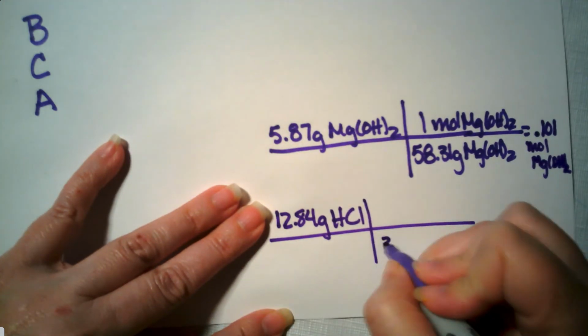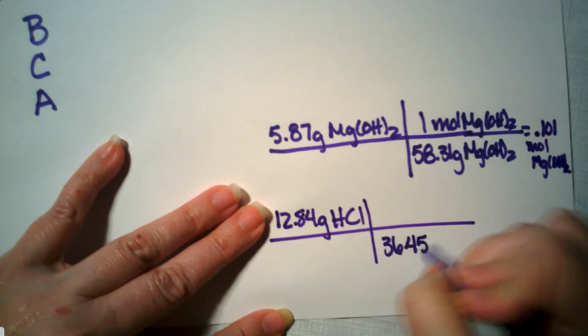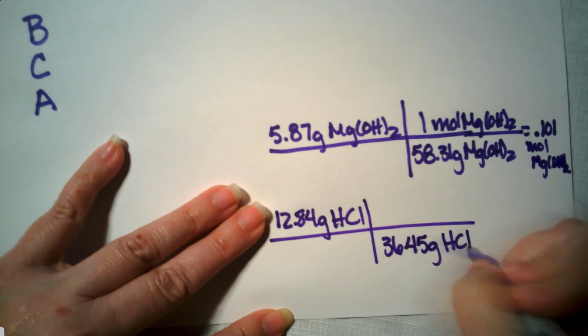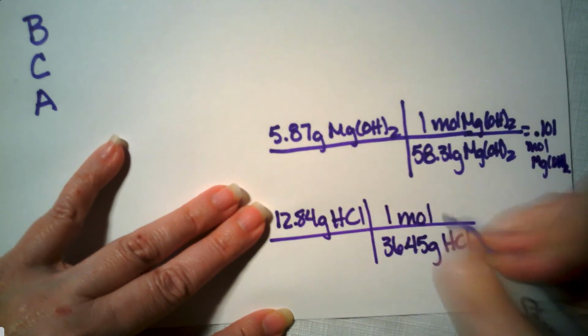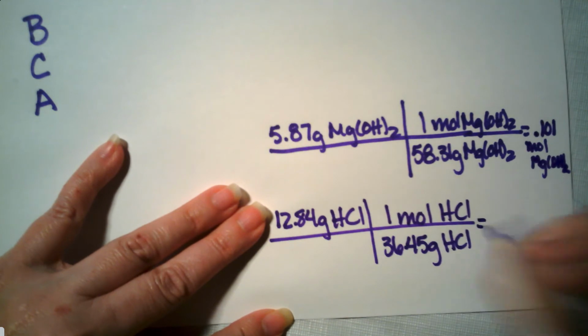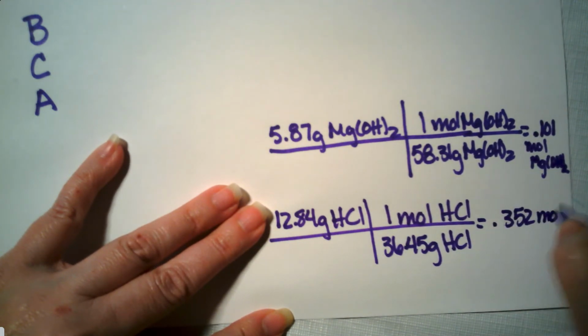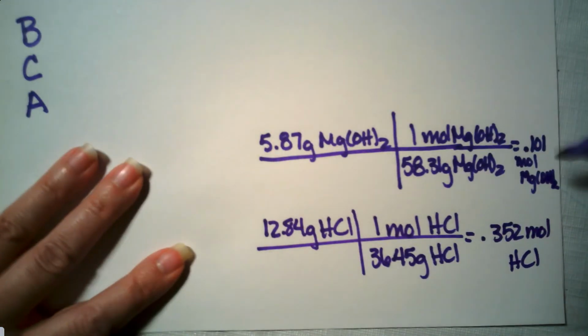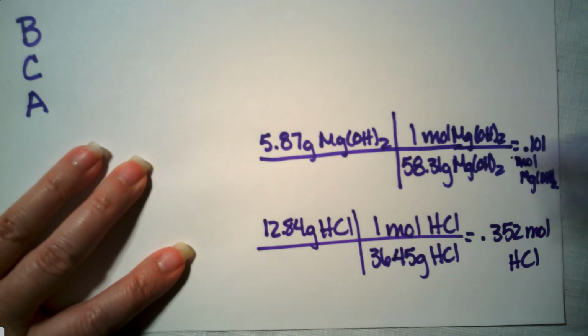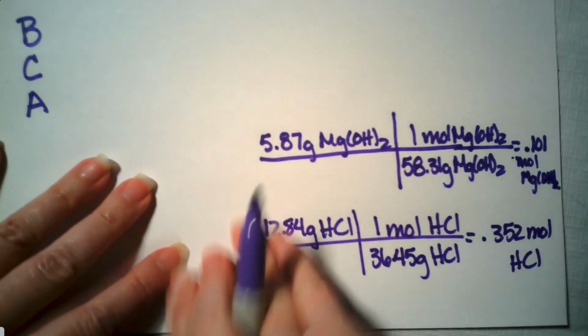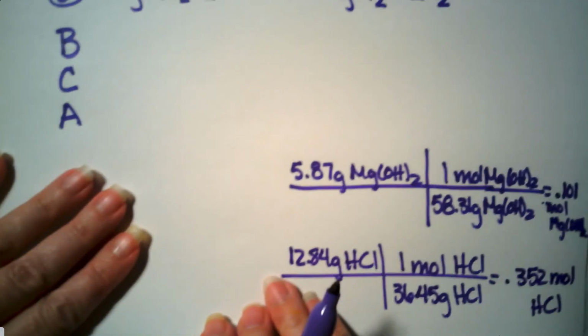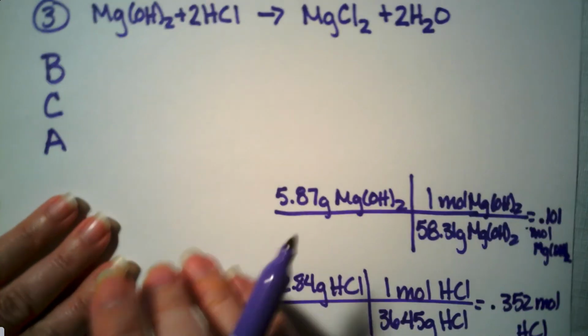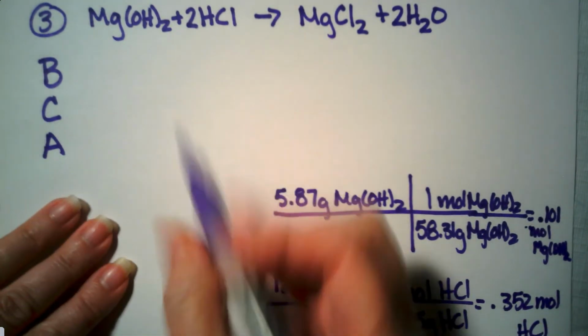All right, and then for our hydrochloric acid, we start with 12.84 grams of HCl. That's 36.45 grams of HCl for every 1 mole of HCl. And that gives us 0.352 moles of HCl. Okay, so we can take these moles and plug them into our BCA table. So let me come on up here. All right, there we go.